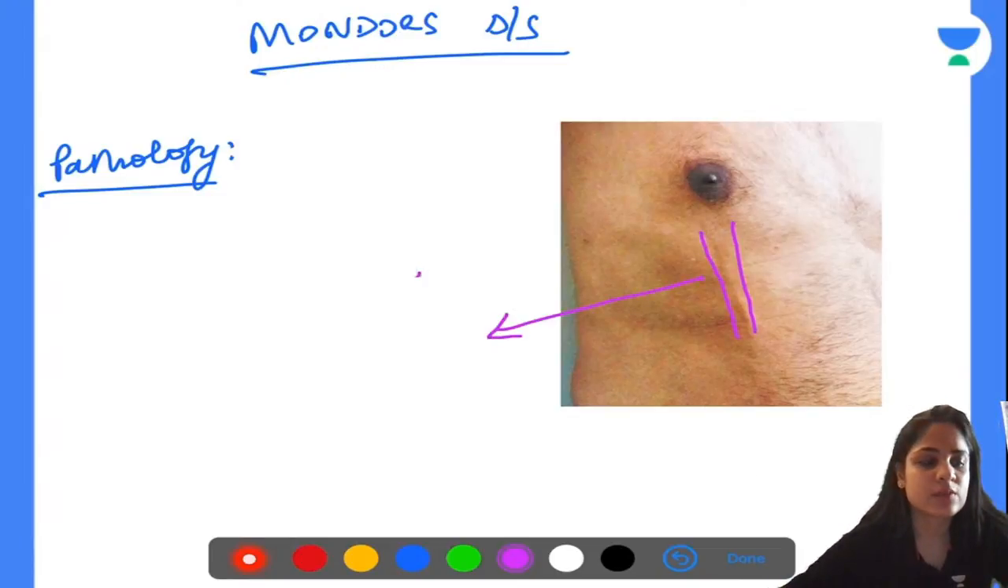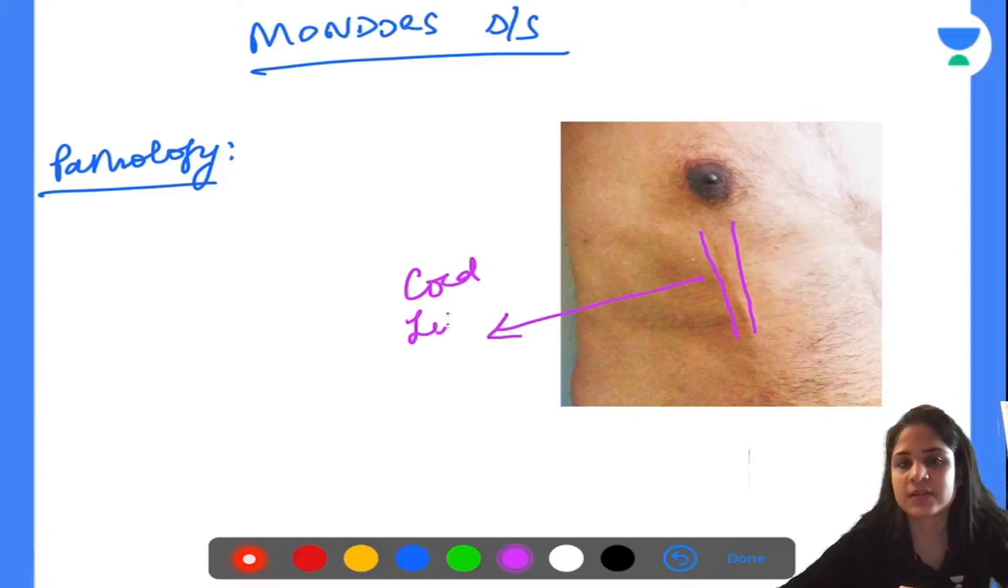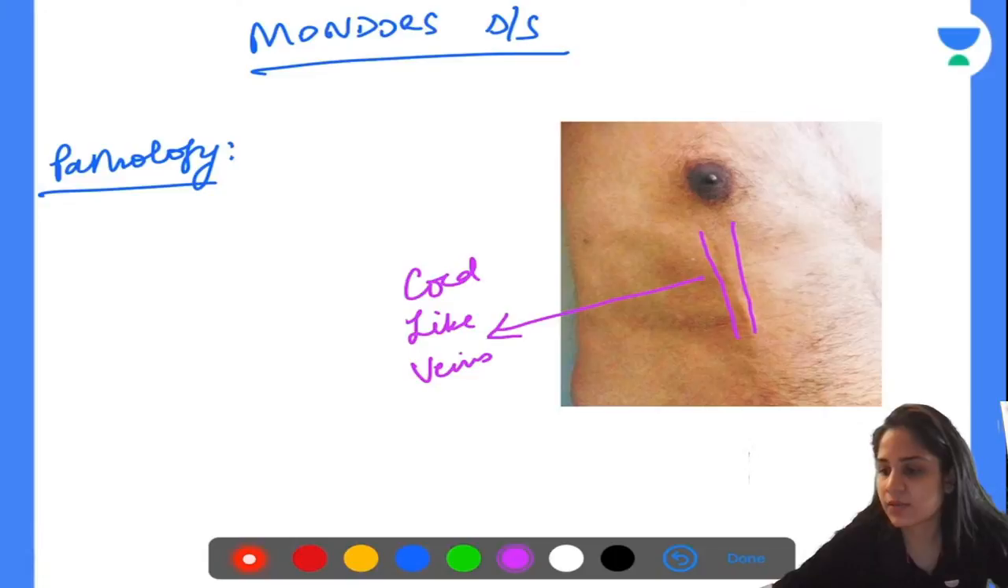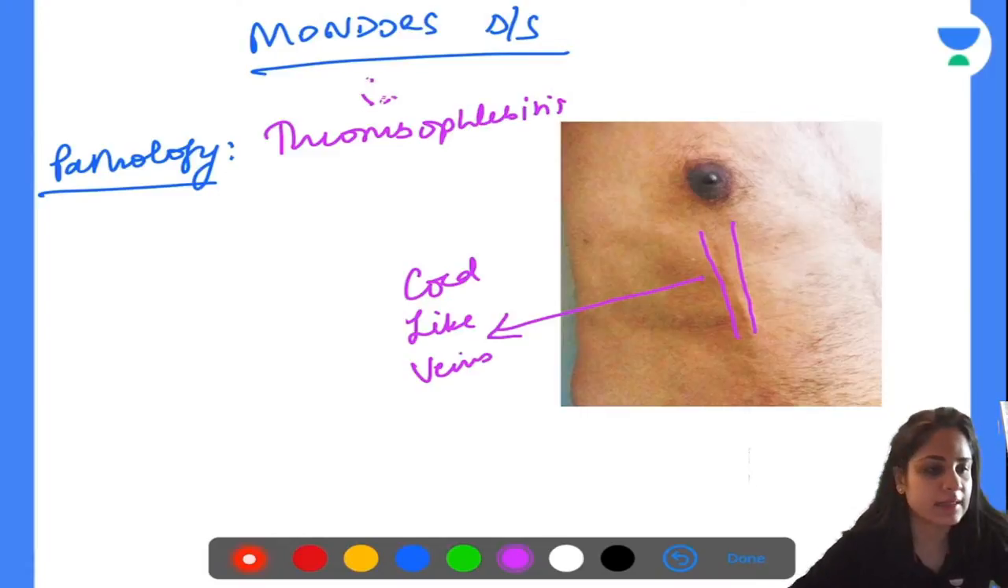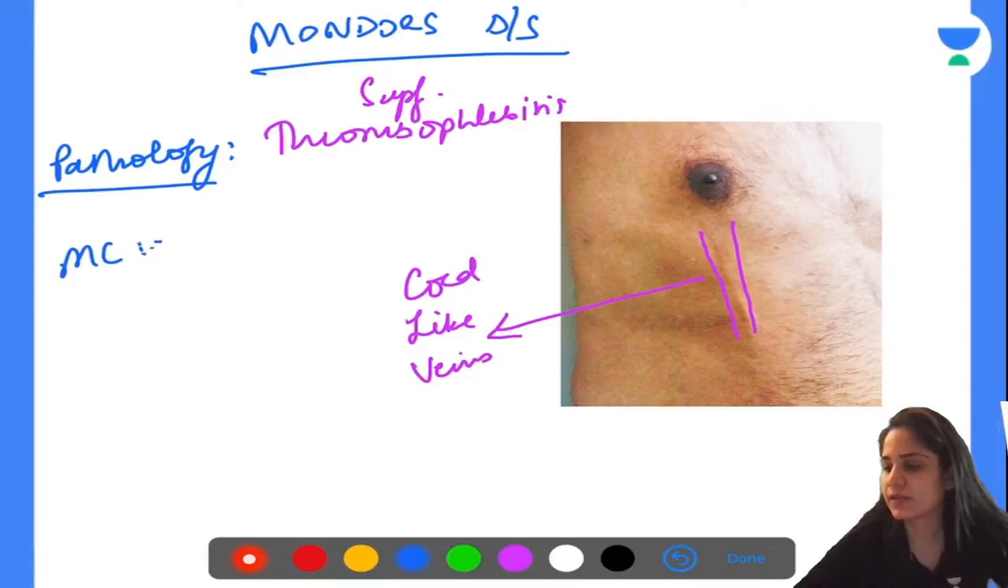Okay, so what is Mondor's disease if they ask you? Mondor's disease is nothing but thrombophlebitis of the superficial veins. Okay, so you have inflammation or thrombophlebitis of superficial veins. Now, the next question that is asked in the exam is what is the most common vein that is involved? I think one of you has answered it over here. Yes, Faiz has answered it. The most common vein involved in Mondor's disease is the lateral thoracic vein.